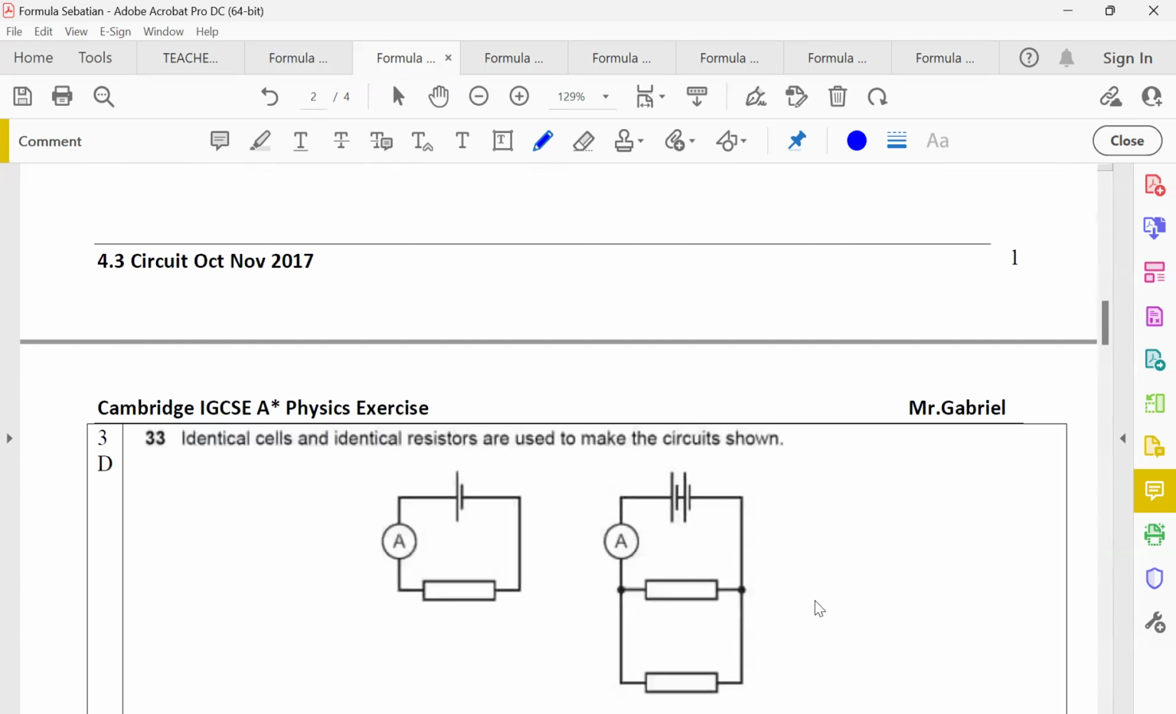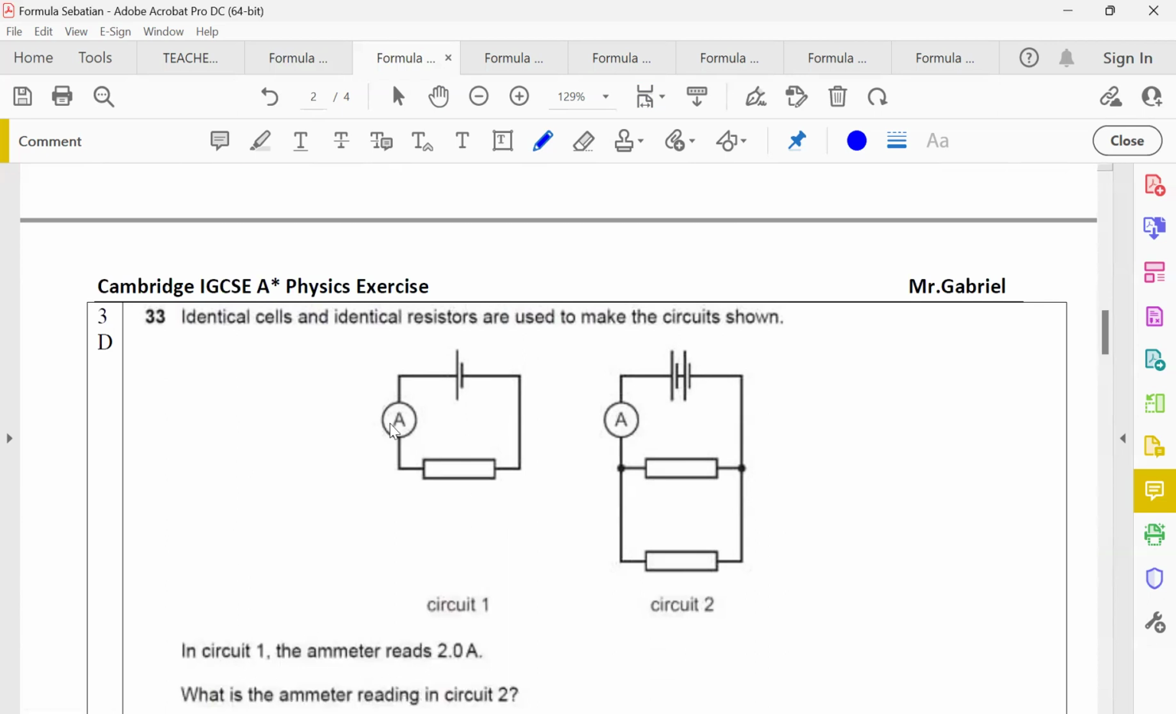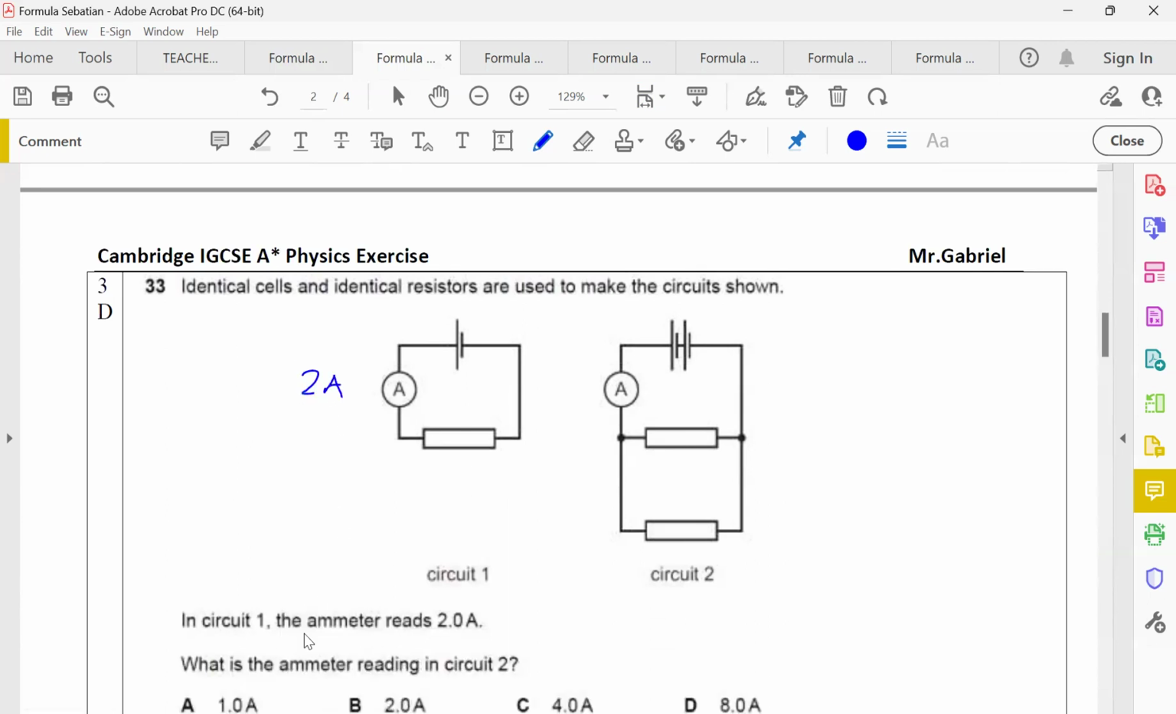Okay, and finally, last one. Identical cells and identical resistors are used to make the circuit. Circuit 1, the ammeter shows 2 amperes. What is the ammeter reading in circuit 2? Okay, I know the confusion here, guys. You're thinking, I don't have any other information besides 2 amperes, right? But your information here gives you that it is identical cells and identical resistors. Means to say it doesn't matter what number you put in, as long as you put in the exact same number, right? And if you look here, let's say for example, here's 5 volts.